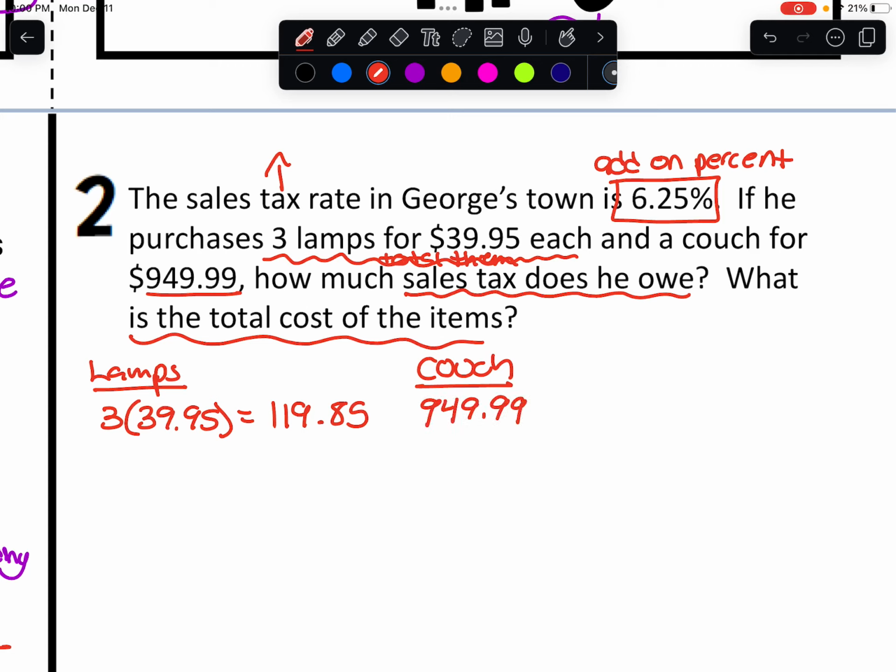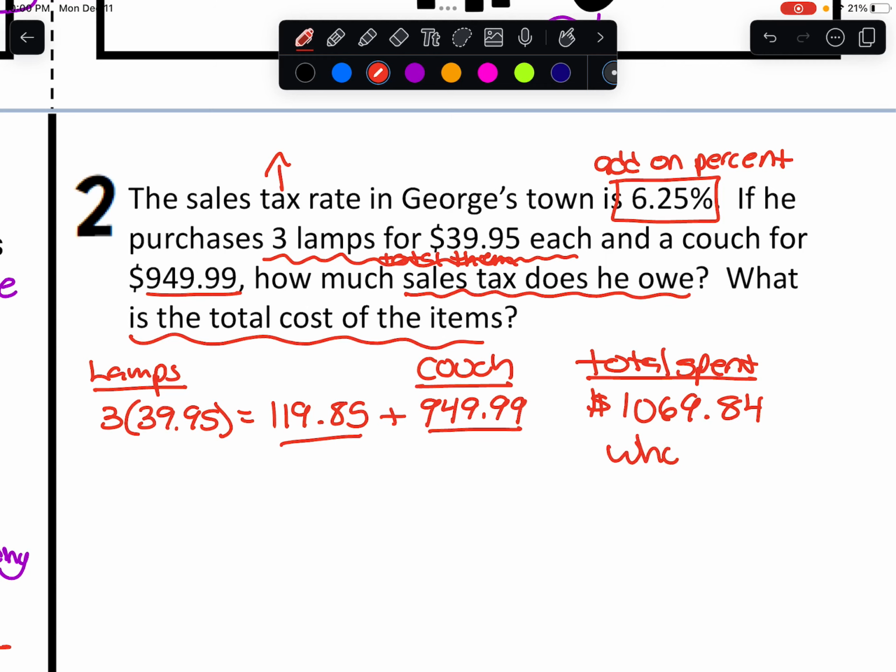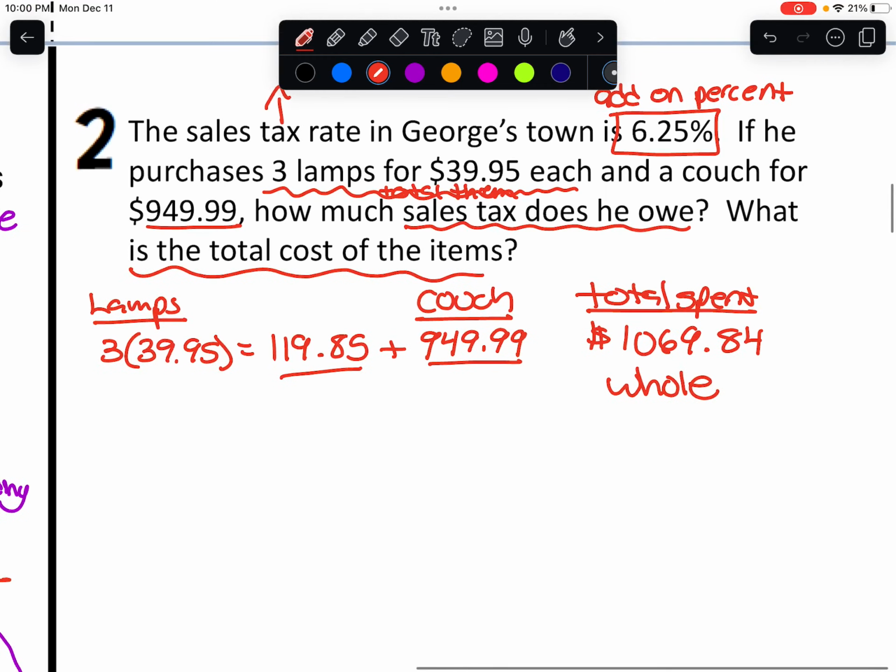Then we did the couch, which was $949.99. What are we going to do to these two amounts to get our total spent? We're going to add them. So we have $119.85 plus $949.99. It gives us $1069.84. This now will become our whole because it's the original amount we spent. Let's go ahead and talk about our part, our whole, and our percent.